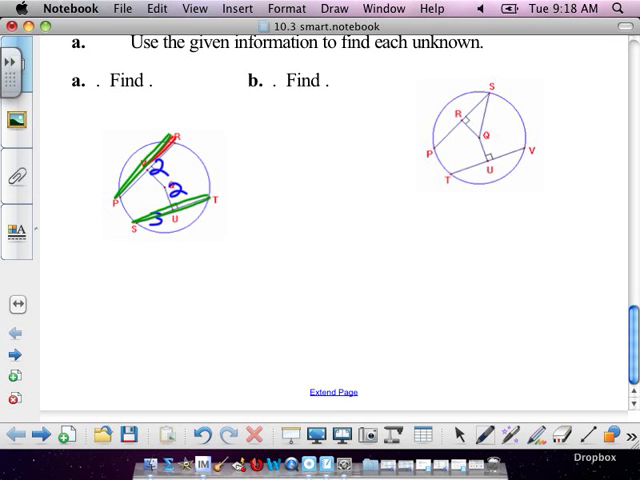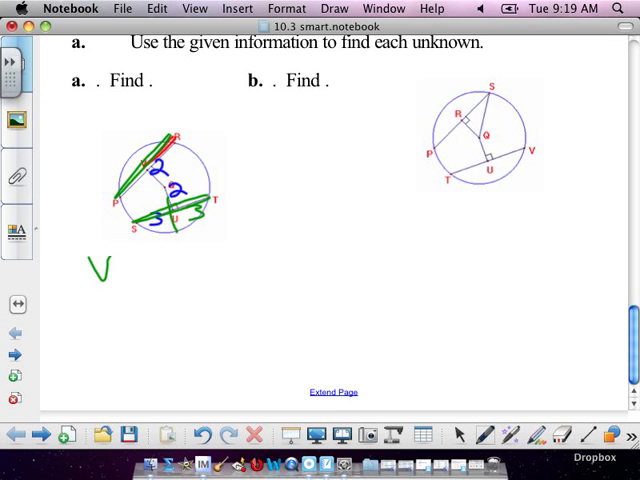Okay, I'm going to have to use another property. If a chord is perpendicular to the other chord, the first chord is the diameter. If a diameter of a circle is perpendicular to the chord, the diameter bisects the chord. So that means both of these sides are 3, right? So the whole thing has to be what? 6?